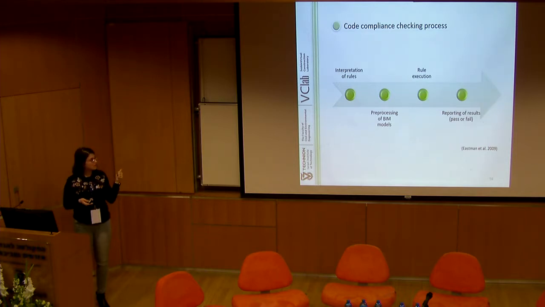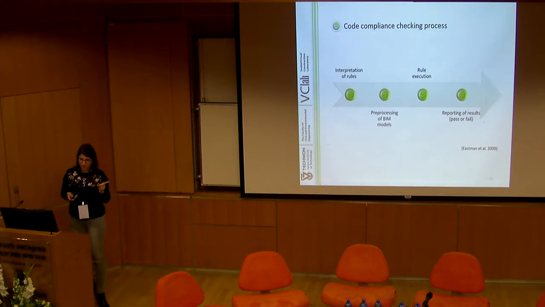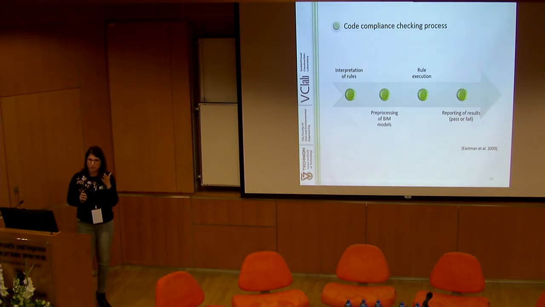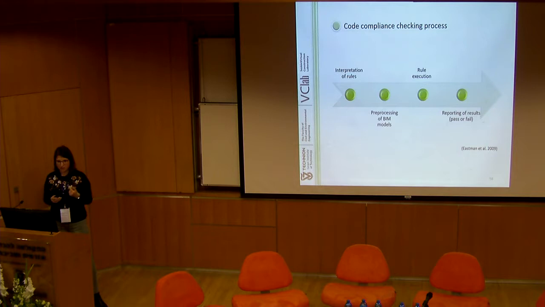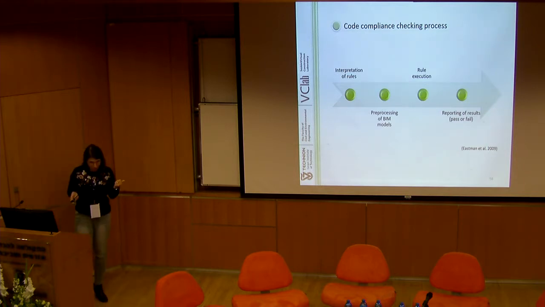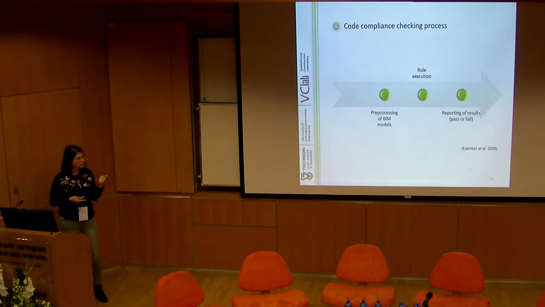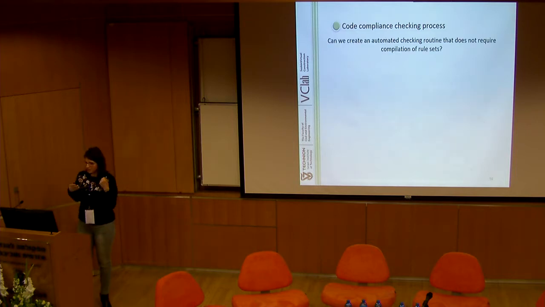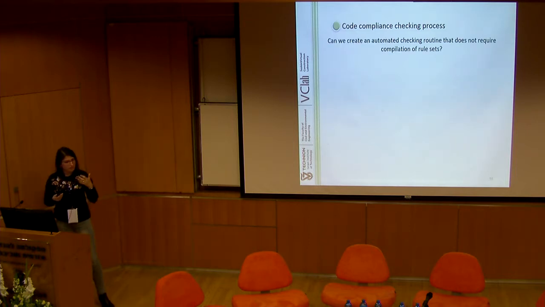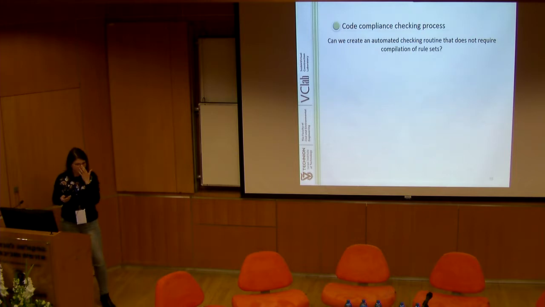But actually, the first stage, the interpretation of rules, is very challenging as well. It is the subject of existing research that aims to translate the massive amount of codes of written texts into computer-readable rules. That's very challenging, especially when you deal with performance-based codes. So we started thinking, what if we could do without this? Could we have some kind of automated checking routine that does not require compilation of rule sets?